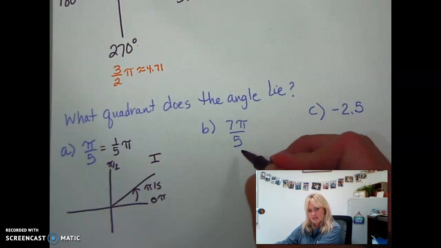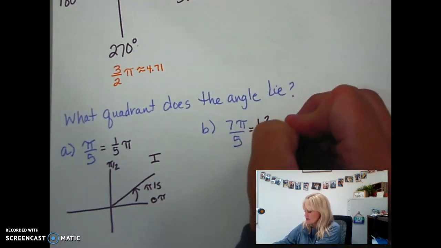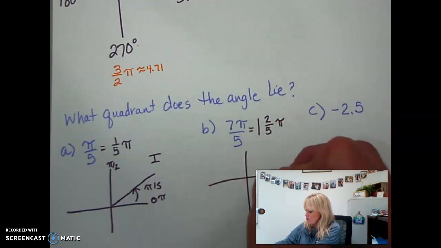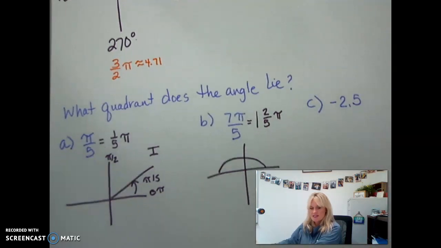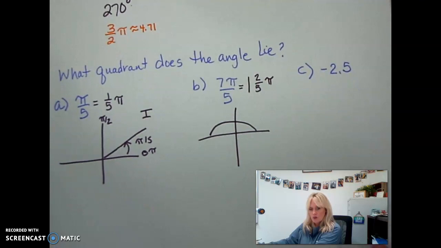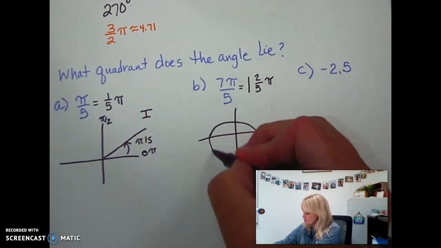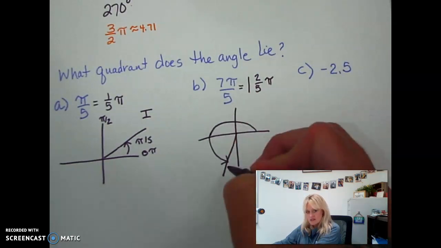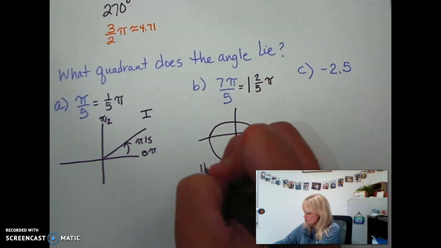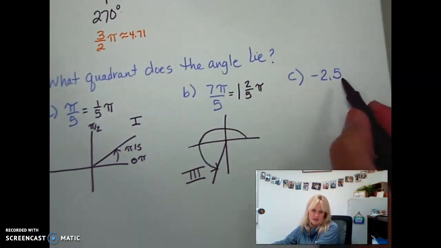7/5 of a pi is the same as 1 2/5. So that means I have to go a whole pi and then 2/5 more of a pi. Now, where's 2/5 more of a pi? Is that more than half? Nope. Half would be 2.5 over 5. So it's not quite another half a pi. So what quadrant does this angle lie in? Quadrant 3.